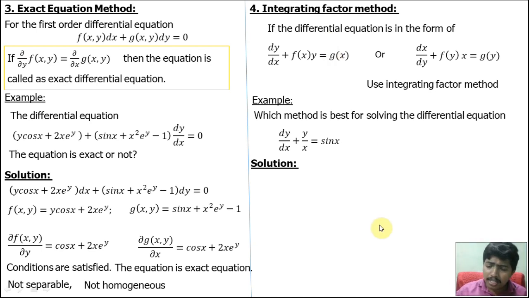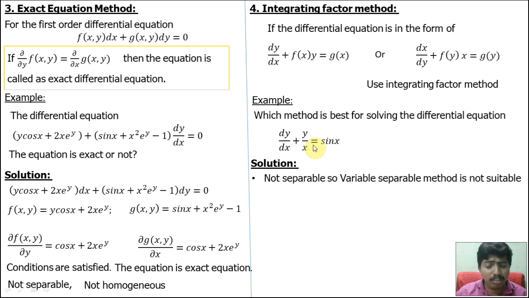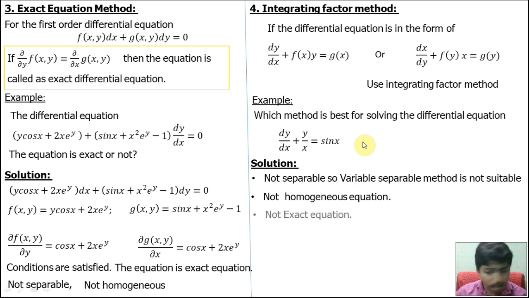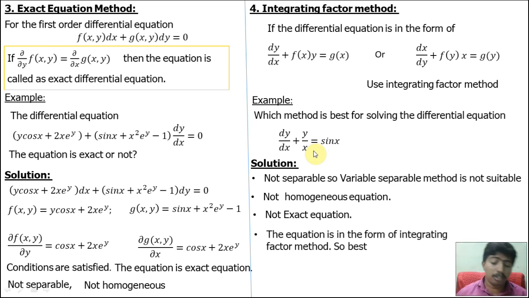Whether it's variable separable, you cannot separate the variables x and y. So it's not separable. So the variable separable method is not suitable for solving this differential equation. It's not a homogeneous equation. So the homogeneous equation method is not suitable. Then whether it is an exact equation, this is not an exact equation. So using the exact equation method is not suitable. The only suitable method is the integrating factor method. Here f of x is equal to 1 by x, g of x is equal to sin x.